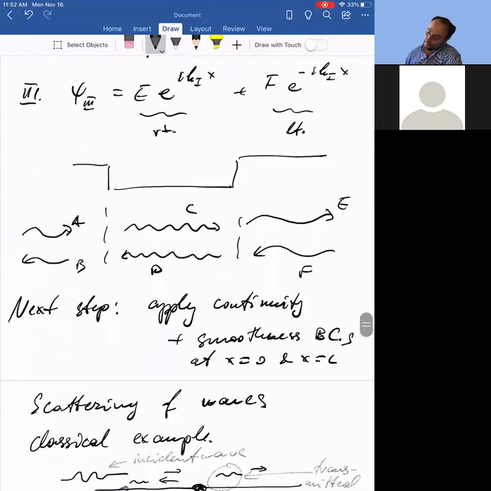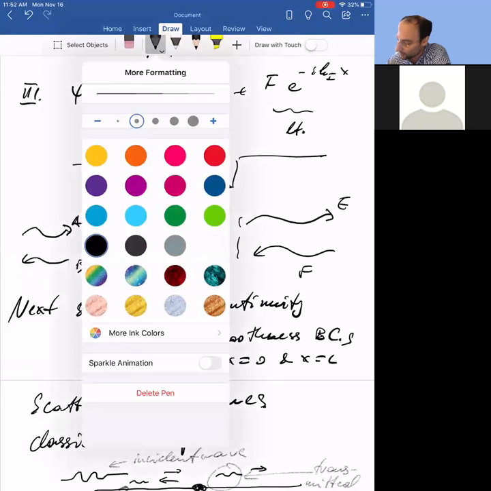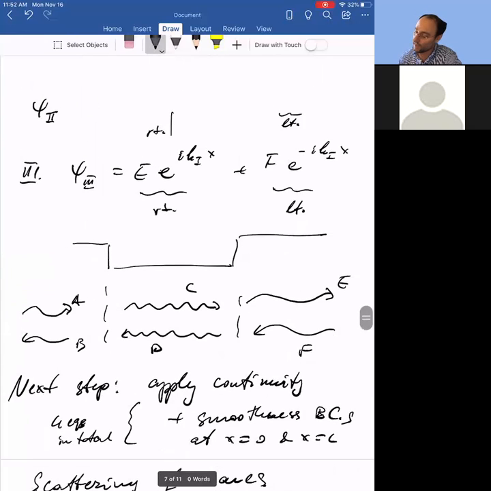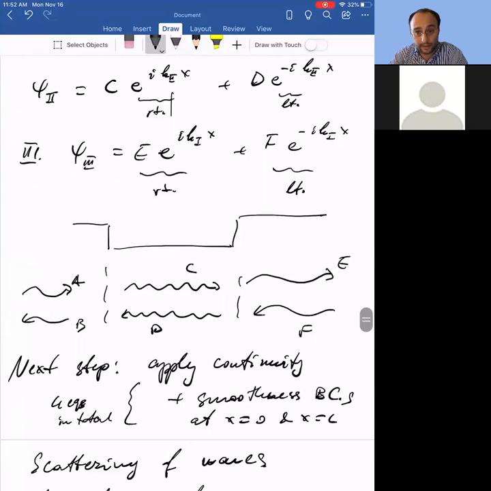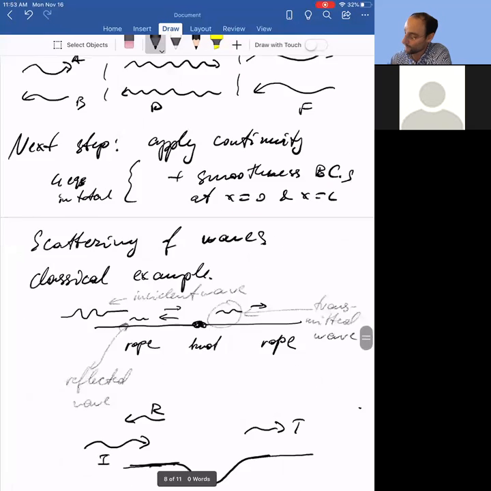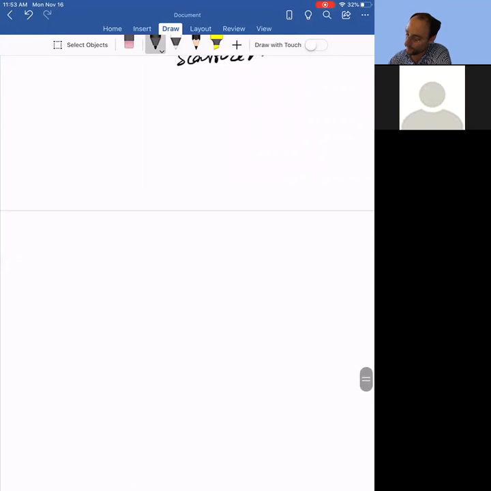So going back to the drawing board, what we have to do is apply the smoothness and continuity boundary conditions. So there will be four equations in total: smoothness on the left, continuity on the left, smoothness on the right, continuity on the right. I'm going to skip some math right now. I'm just going to state a partial process of applying those boundary conditions.